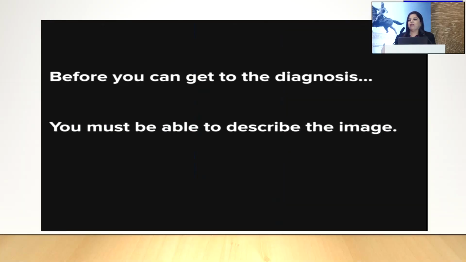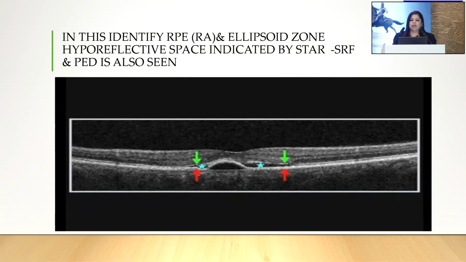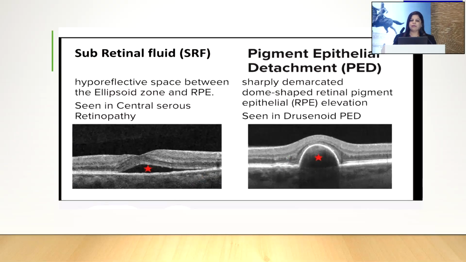Before we get into all this, we need to identify the RPE and ellipsoid zone. In this picture, the RPE is seen by the red arrows, and the hyporeflective area between the two is the SRF, which most commonly we see in CSCR. Now in this case, we identify the RPE and ellipsoid zone. The hyporeflective space indicated by the star is SRF, and PED is any elevation in the RPE. So here there is subretinal fluid and PED.